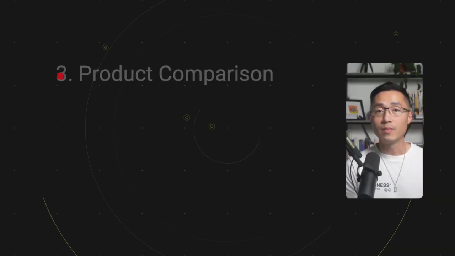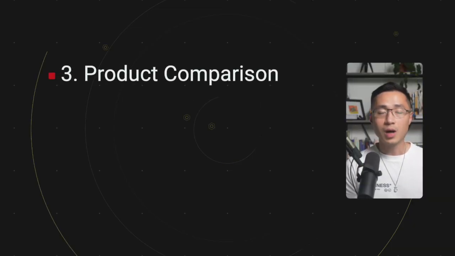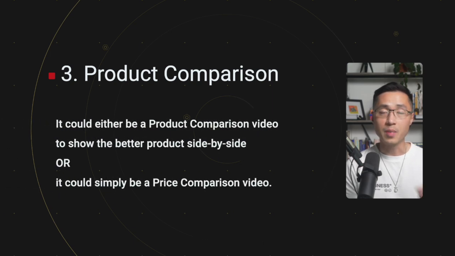The third type of video is product comparison videos. Product comparison videos do really well on TikTok Shop. It could either be a product comparison video to show the better product side by side, or it could simply be a direct price comparison video to show that a better price is available in the TikTok Shop.